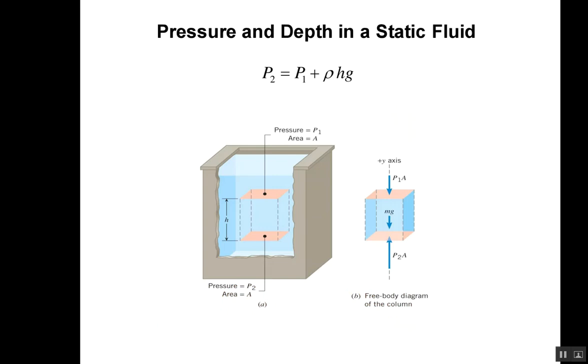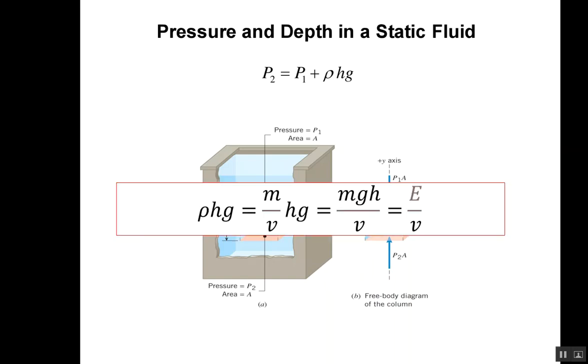Big thing here, pressure at a depth in a static fluid. Static meaning it's not moving anywhere. If it is moving, we'd have to put a velocity term in. So pressure 2 is just pressure 1 plus this modifying term, rho g h. Rho is again density, mass per unit volume. h is the depth, the difference between where you're measuring pressure 1 and pressure 2, and g is the gravitational constant.